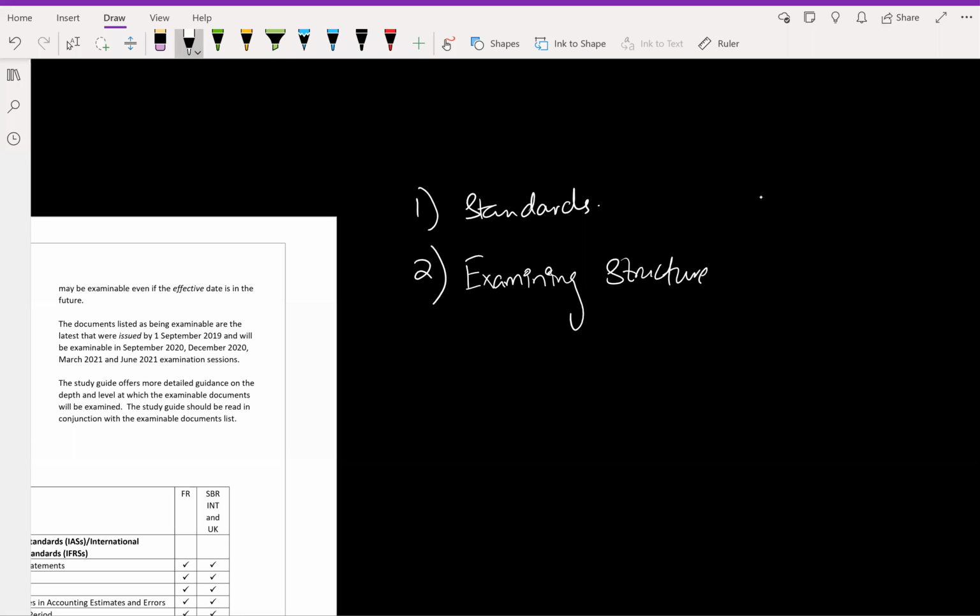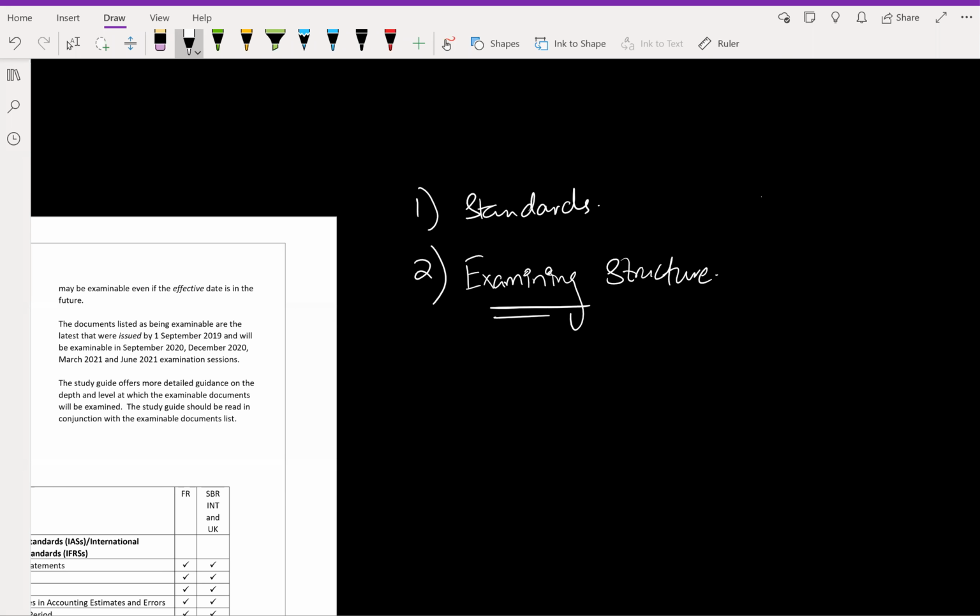All right, these two things are basically where a student finds difficulty. Because there are extra standards, obviously, and the examining structure is a 360-degree turn from your F7 studies. The examining structure plus the depth of knowledge that the examiner expects you to have when you're sitting in an SBR paper. That is why this paper is a bit difficult compared to other papers, and why a lot of students struggle with it.